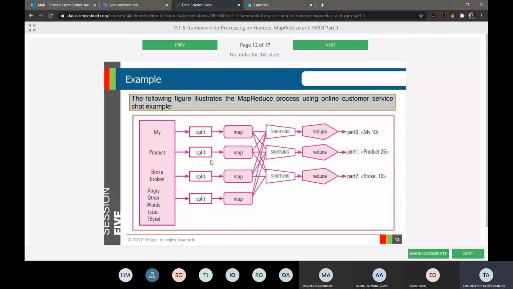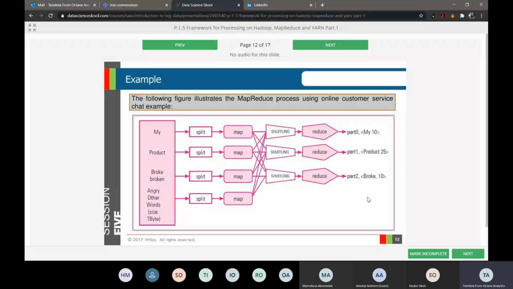If you notice, after it passes through all these reduce nodes, it says in this chunk of words that we passed in, we have 10 instances of the word my. In this chunk of ratings, we have 25 instances of the word product. For this reduce node, we have 10 instances of the word broke. So that's basically how it works.